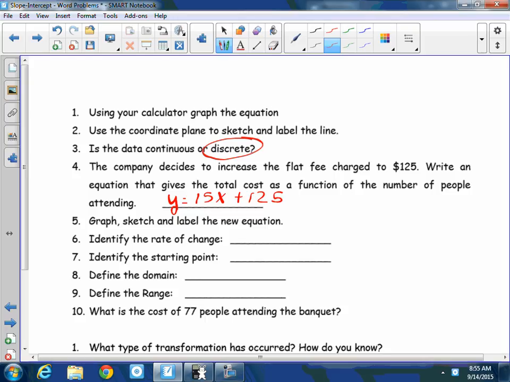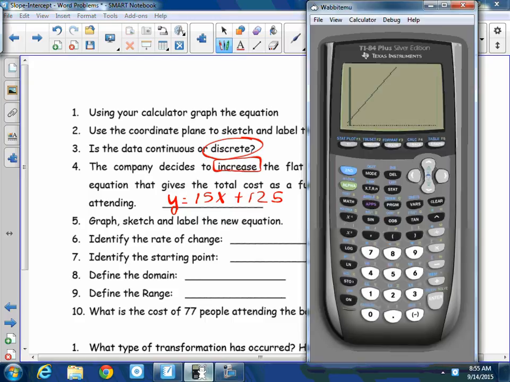So what have you done to the flat fee? They have increased it or decreased it? They have increased it, right? That's important because we're going to figure out what happens to that graph in a minute. Graph and sketch and label the new equation. Before you do it, what do you think is going to happen? How do you think it's going to look?